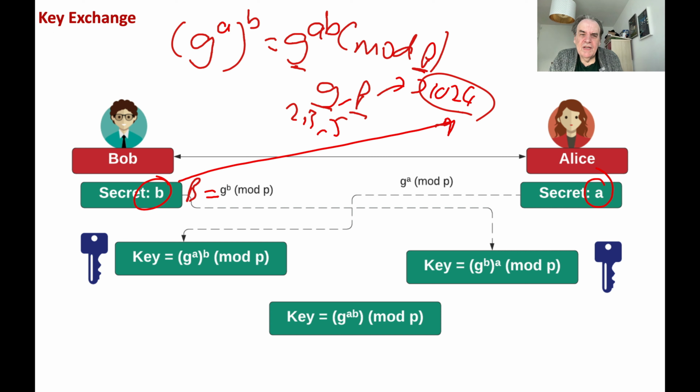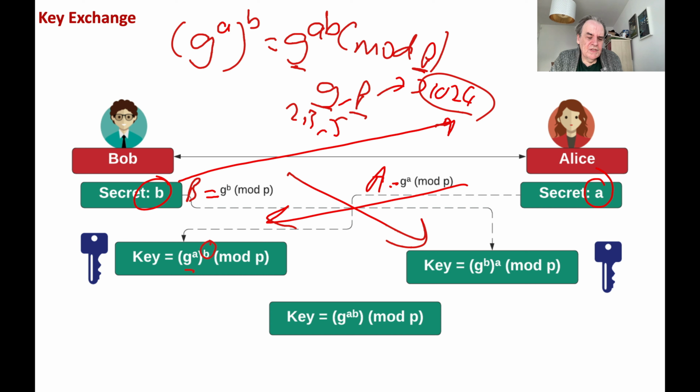Bob calculates b, which is g to the power of little b mod p, and Alice generates g to the power of a mod p. They then exchange the values. This is the value of a.